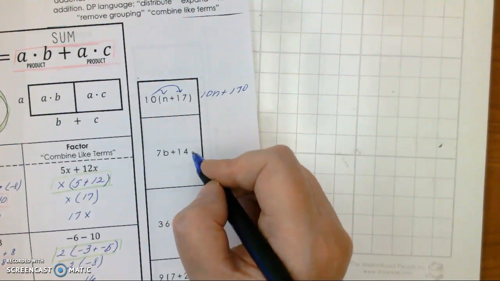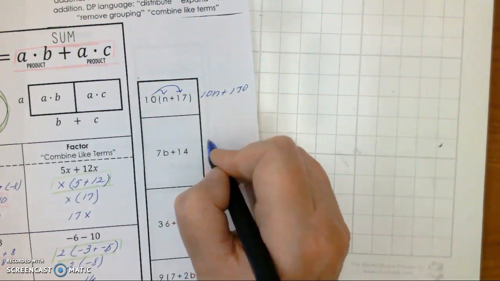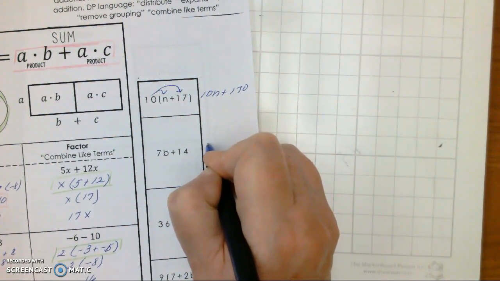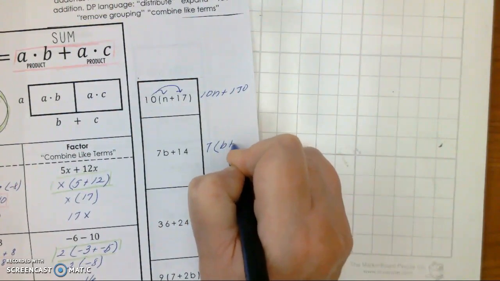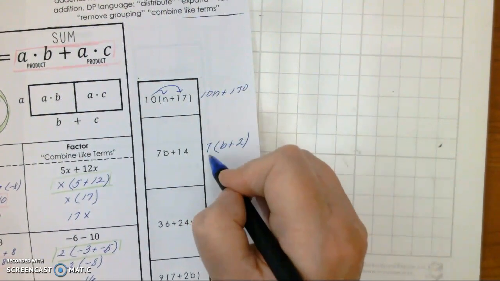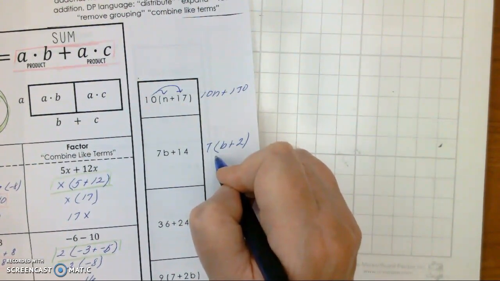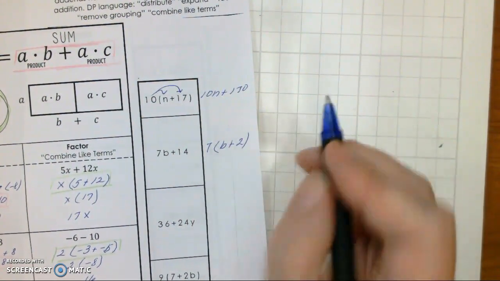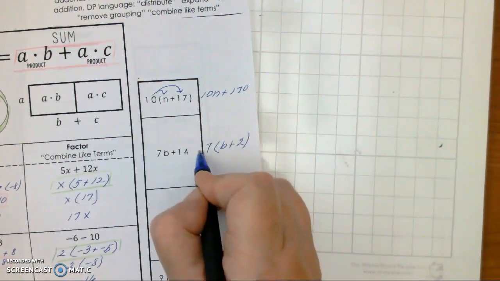7b, if we want to break it down, we are going to do 7b plus 2, right? Because this is a 1 here. So it will become 7 times 1, 7 times 2 is 14. And it would become back and forth.